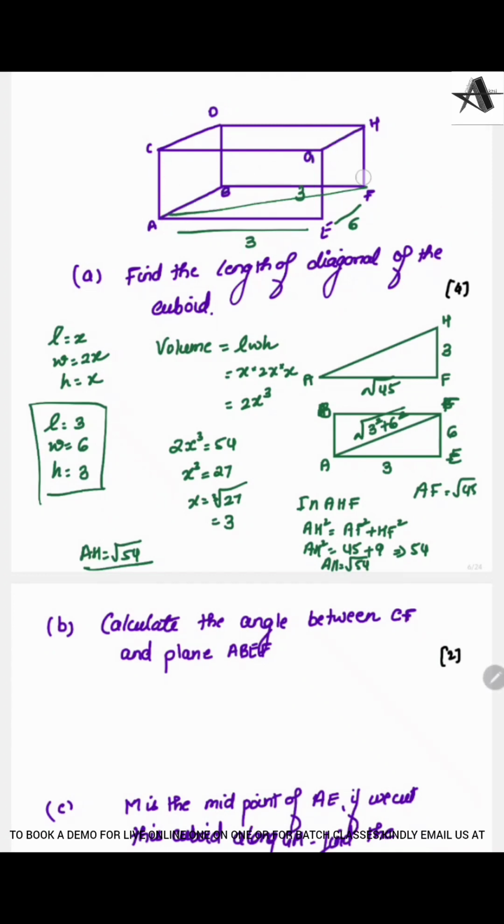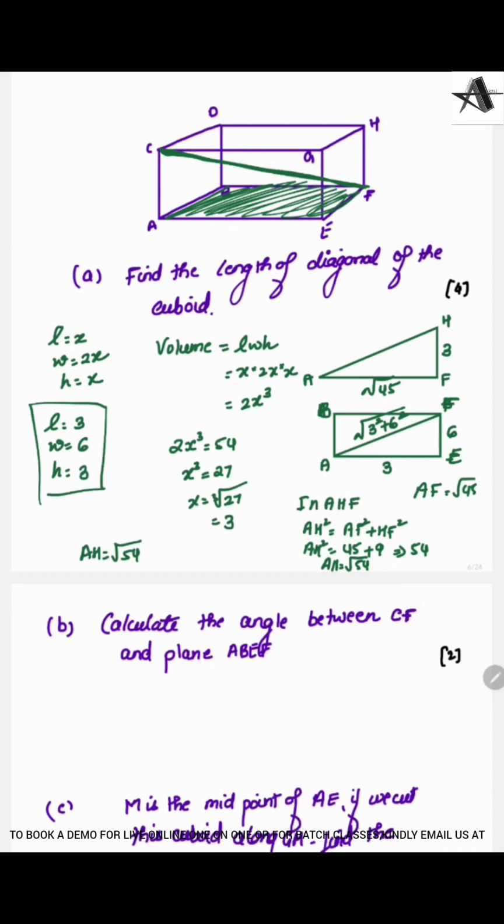Okay, now just deleting this one. It says calculate the angle between CF. So first draw what CF is. CF is this, which is actually another diagonal of this cuboid. And we know that all the diagonals of the cuboid are the same. There are 4 diagonals of a cuboid and they all have the same length. So if we have calculated AH as root 54, that means CF is also root 54 by default. Calculate the angle between CF and plane ABEF. Plane ABEF, that means this one.